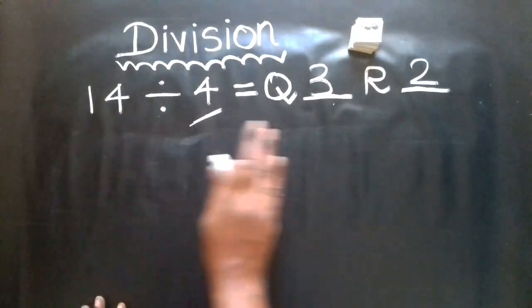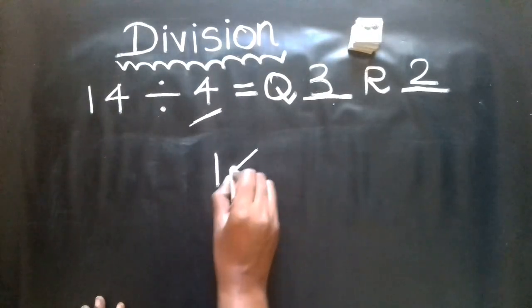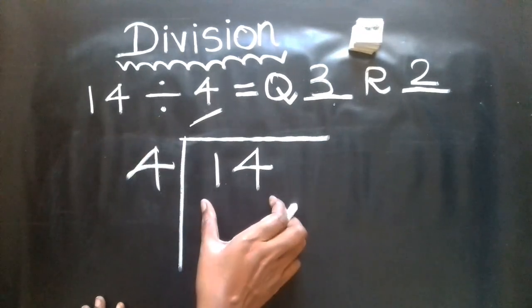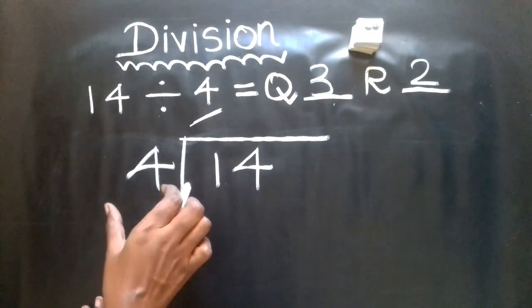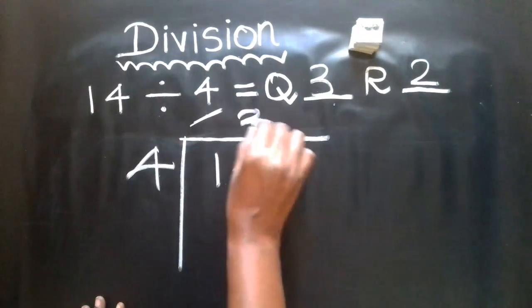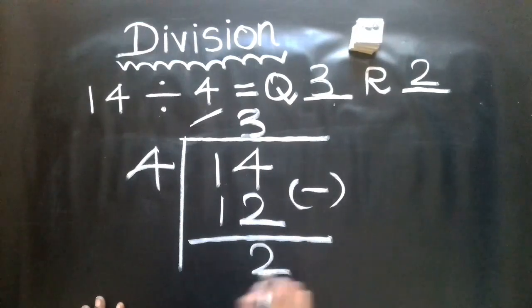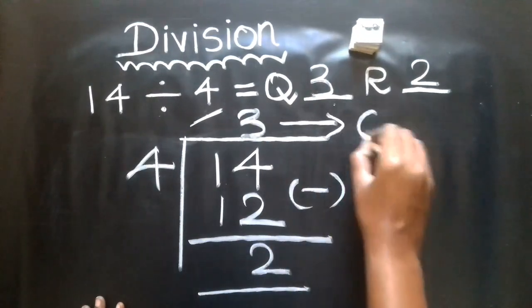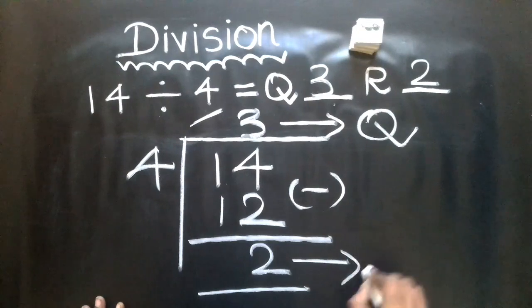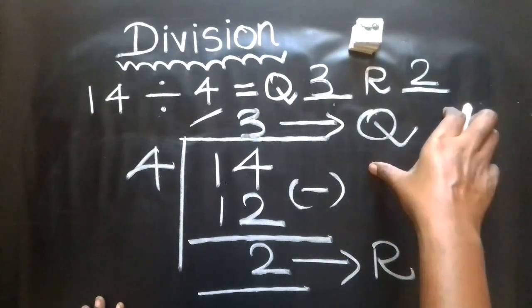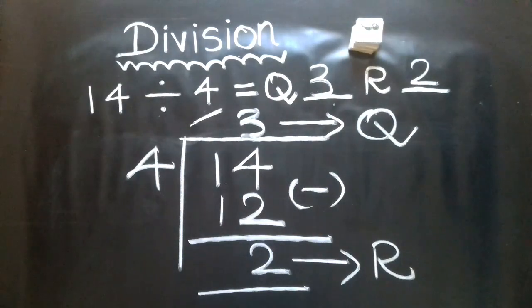If you do the same question by actual division, 14 divided by 4. 14 will be your dividend, 4 will be your divisor, 4 times 3 will be 12. So when you subtract, you will get 2. So 3 will be your quotient and 2 will be your remainder. The same thing we got through an activity also.